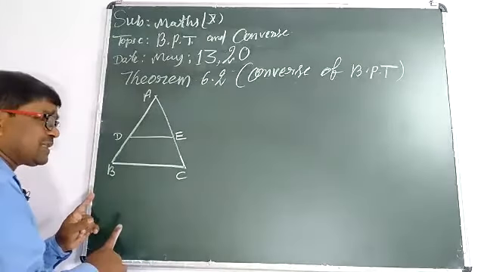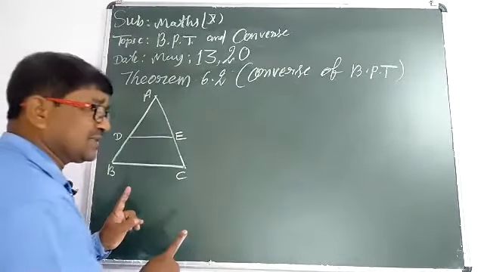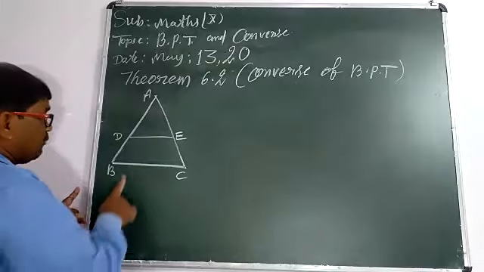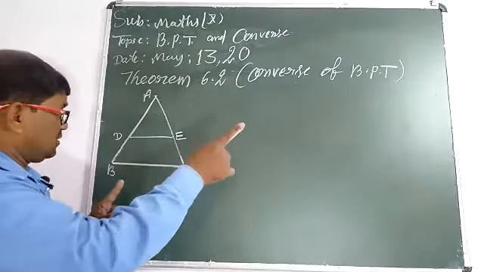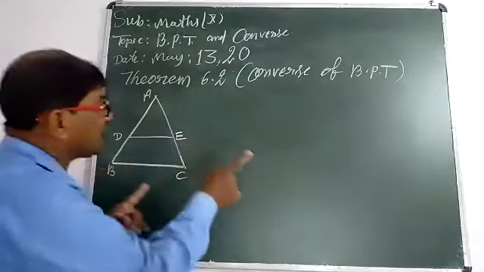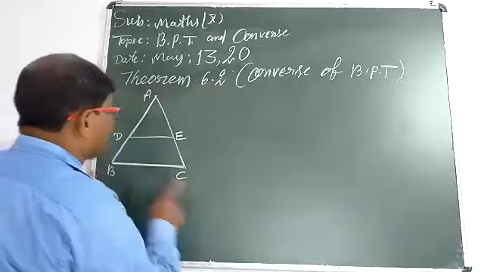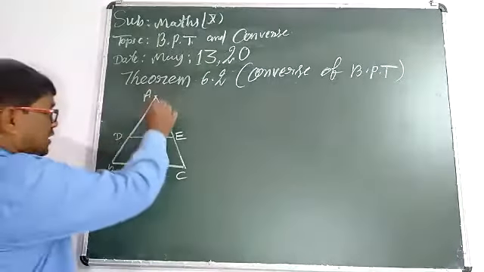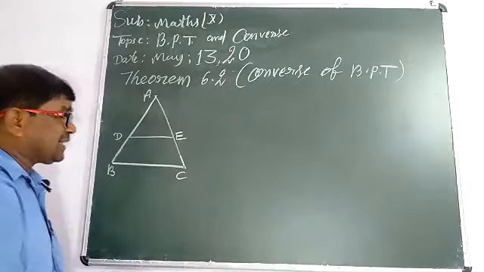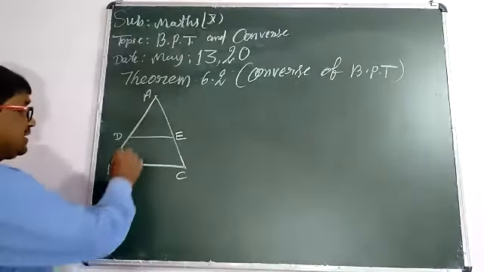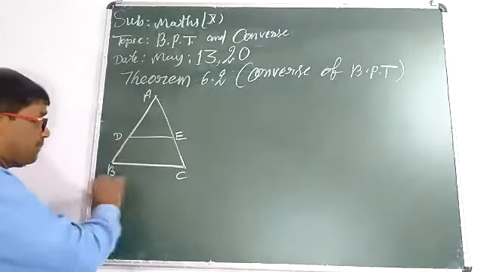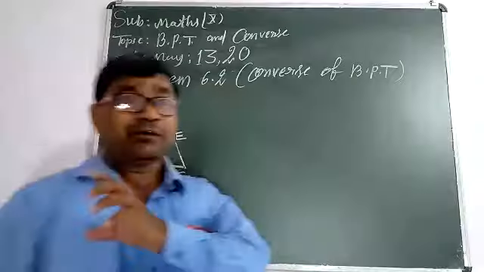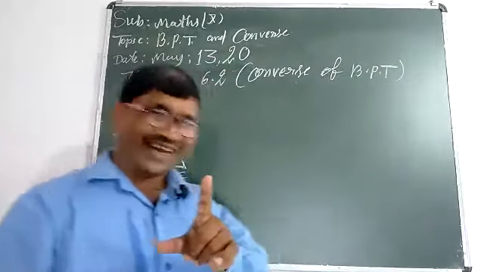Now, what is the converse? In a triangle, one line is drawn inside the triangle in such a way that AD upon BD equals AE upon CE, then prove that this line will be parallel to the third side.